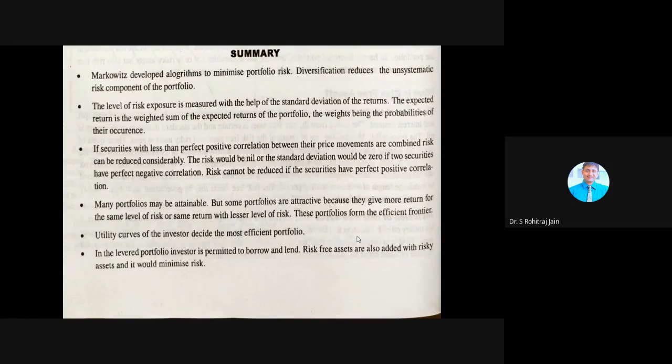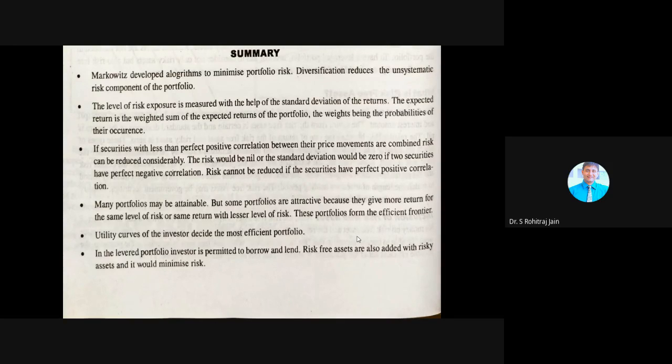So what all we have understood here: Markowitz developed algorithms to minimize the portfolio risk. Diversification reduces the unsystematic risk component of the portfolio. The level of risk exposure is measured with the help of the standard deviation of the returns. The expected return is the weighted sum of the expected returns of the portfolio, the weights being the probabilities of their occurrence. If securities have less than perfect positive correlation in their price movements, combined risk can be reduced considerably, and the risk could be nil. We have seen this in the problem also. The standard deviation would be zero if two securities are perfectly negatively correlated.